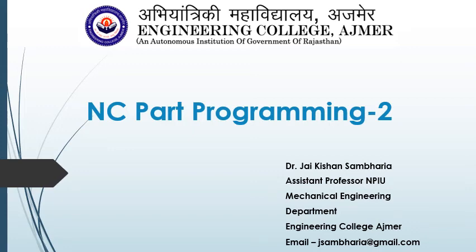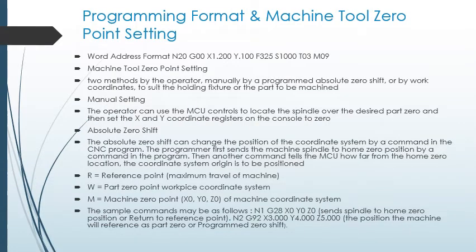Hello everyone. Today we will start the second part of numerical control part programming. In the previous lecture we discussed the basics of NC part programming, G codes and M codes. Now we will discuss the different programming formats. There are different variables like machine tool setting and offset, different work to be done before starting the programming.